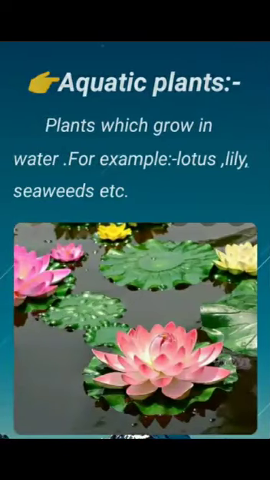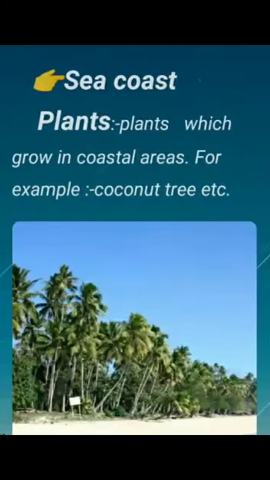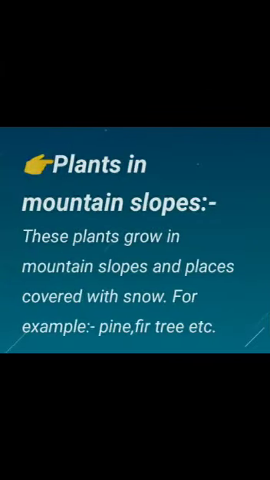First is aquatic plants. Plants which grow in water are known as aquatic plants. Examples: lotus, lily, etc. Desert plants: the plants which grow in less rainfall areas are known as desert plants. For example, cactus, date plum, etc. Seacoast plants: plants which grow in coastal areas are known as seacoast plants. For example, coconut tree.